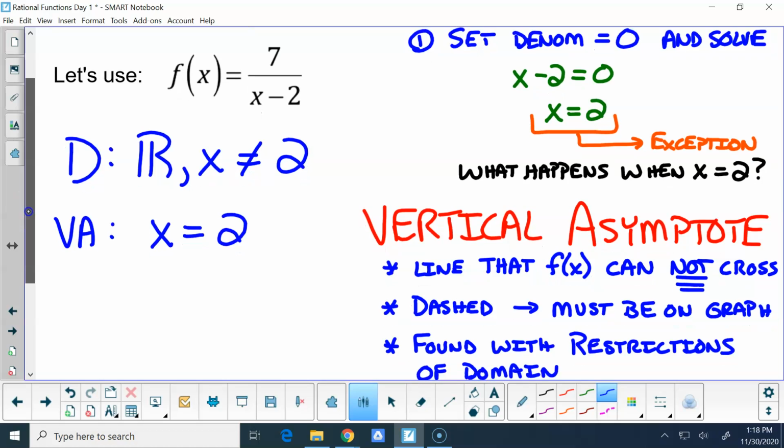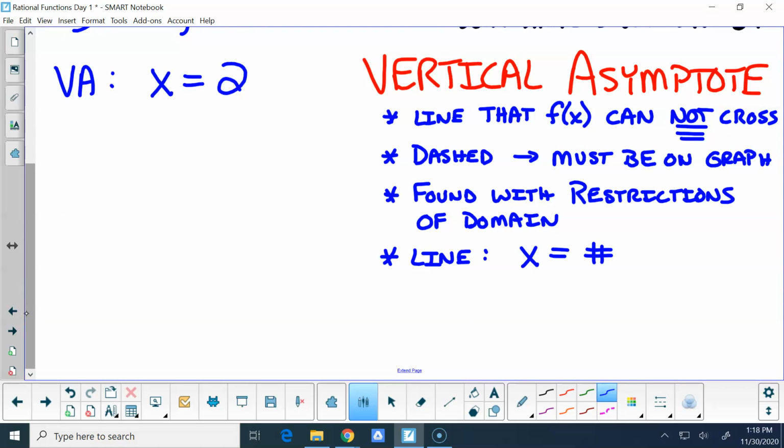And the last thing about vertical asymptotes, we can have more than one. You will have as many vertical asymptotes as the degree of your denominator, because that's how many zeros that polynomial has. So all that stuff that we just did in Unit 3 is coming back for us.